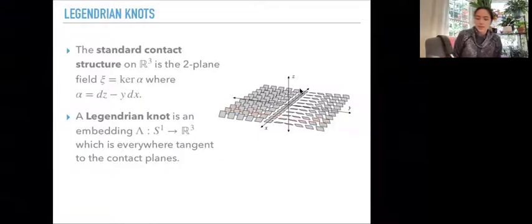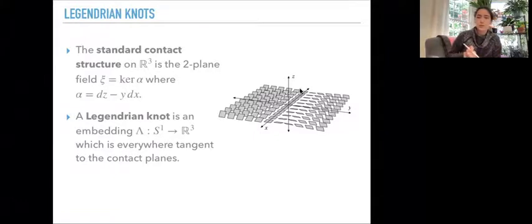And if you look at any one of these planes in here and translate up to a point, it'll be the exact same plane there. So that's what this contact structure, the two-plane field, is describing. And Legendrian knots are then just embeddings of circles into R3 which are everywhere tangent to the contact planes, meaning if you take any point along your curve, the curve is going to be tangent to the contact plane right there.